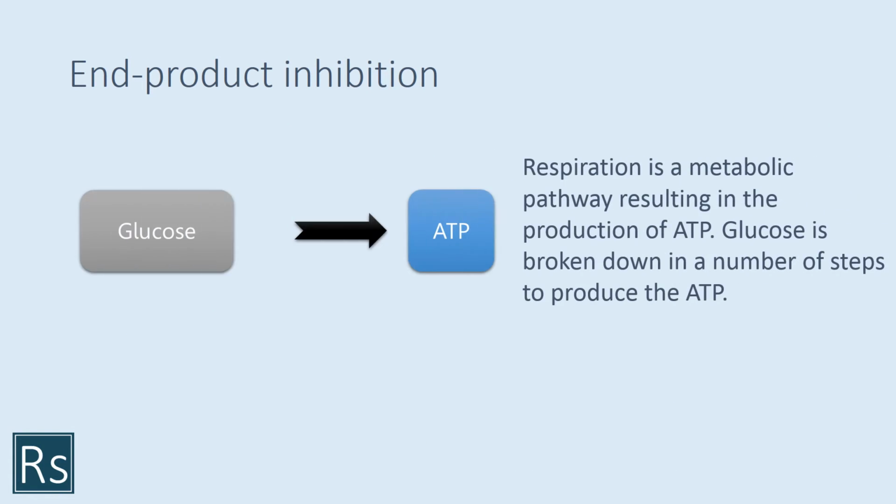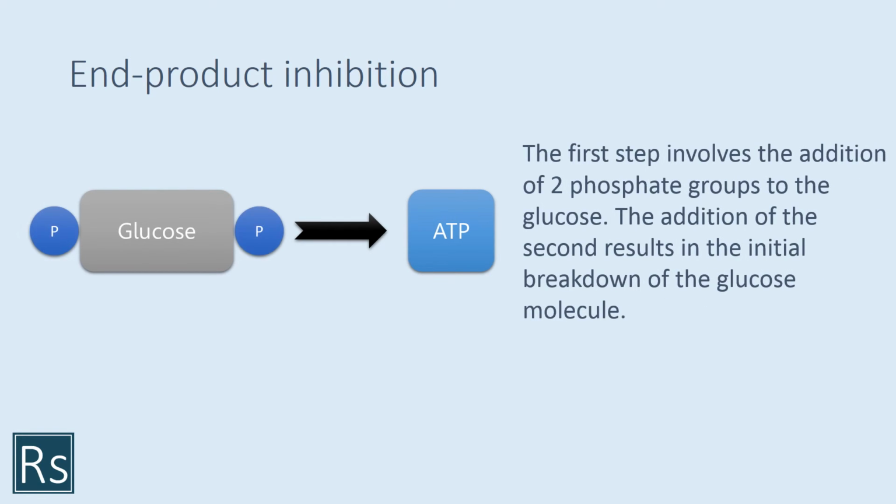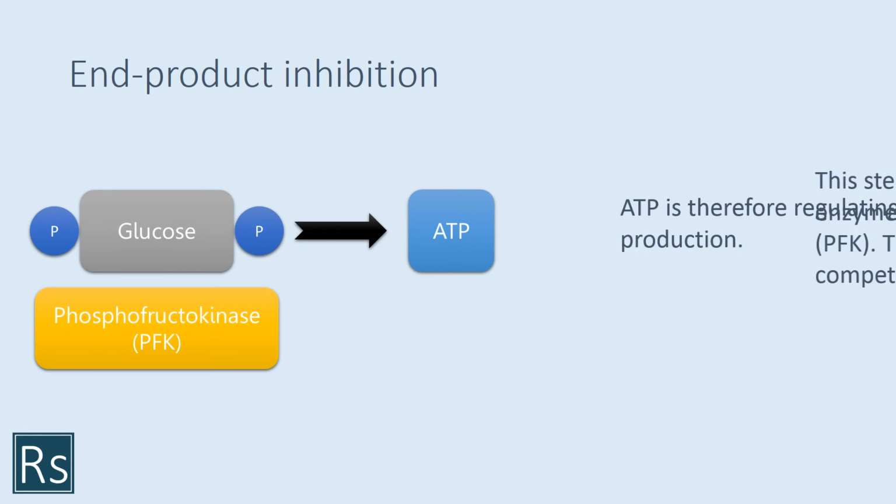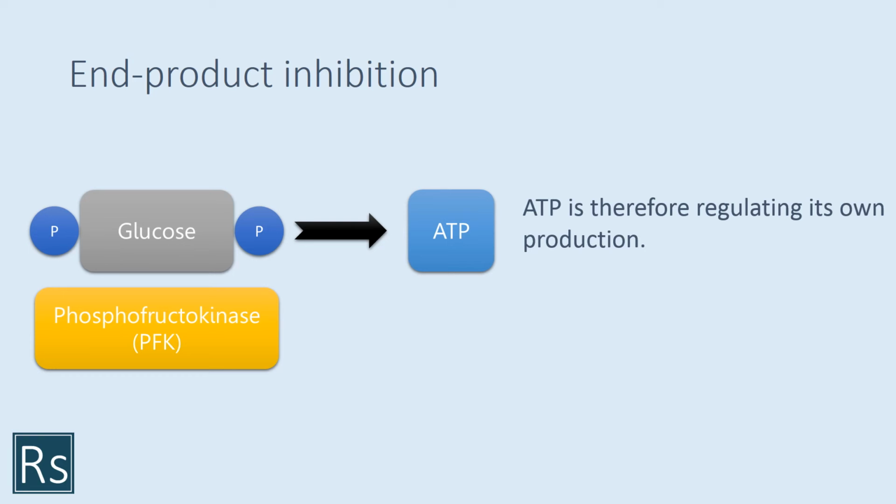An example of this can be seen in respiration. Respiration is a metabolic pathway that results in the production of ATP. Glucose is broken down via a number of steps to produce the ATP. The first step involves the addition of two phosphate groups to the glucose. The addition of the second results in the initial breakdown of the glucose molecule, and this step is catalyzed by the enzyme PFK. This enzyme is competitively inhibited by ATP, and therefore ATP is regulating its own production.